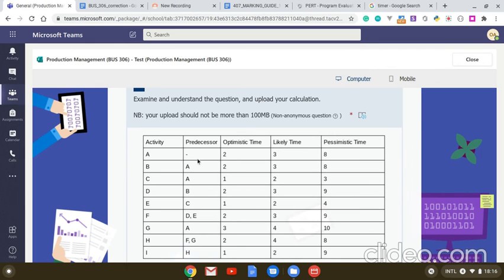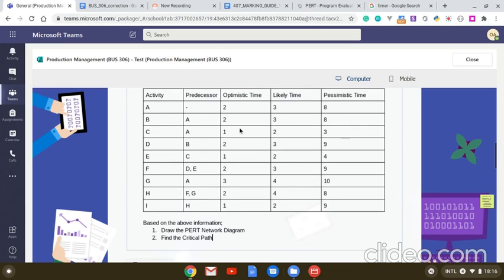Let's go straight to the question. Activity, predecessor, optimistic time, likely time, pessimistic time. These are the figures, values, and it says based on the above information, draw the PERT network diagram and find the critical path. PERT, like we know, is program evaluation review technique. I explained that in one of your notes on Google Sites. You're able to solve this problem.